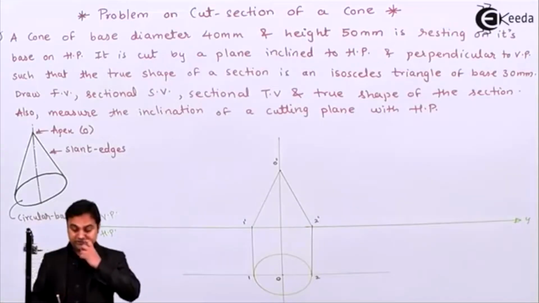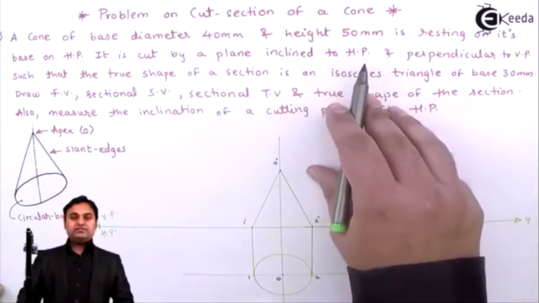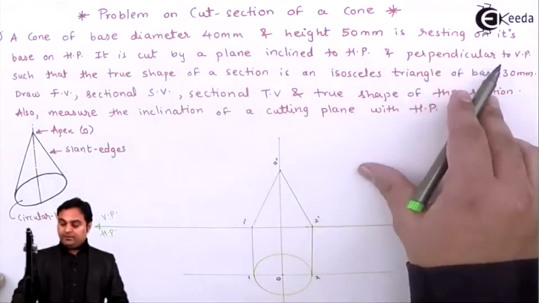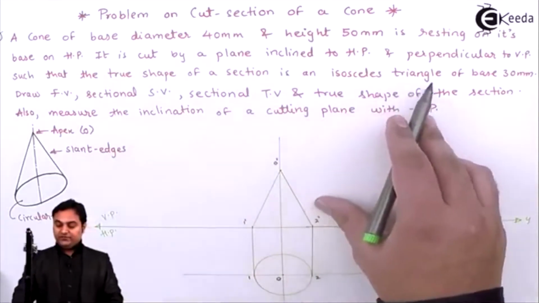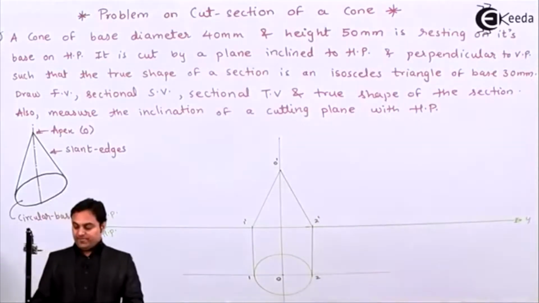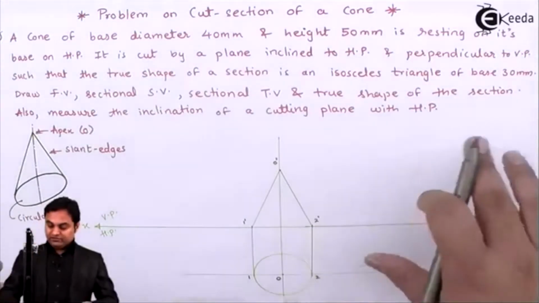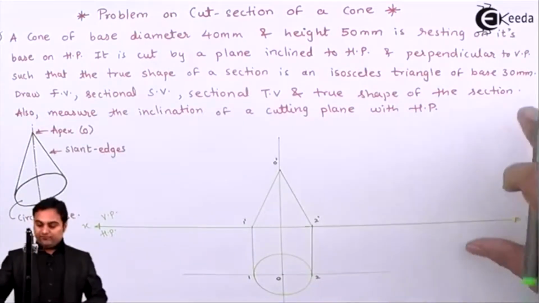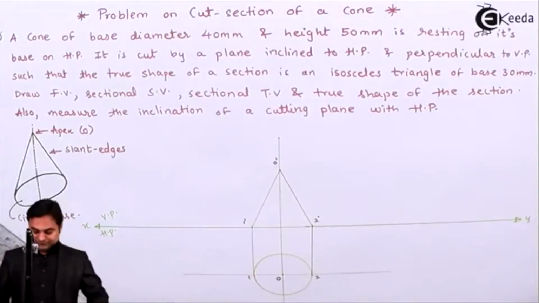Then the condition is it is cut by a plane inclined to HP. This inclination will be seen in VP and perpendicular to VP such that the true shape of a section is an isosceles triangle of base 30 mm. So this is the condition which they have mentioned. So for that, first I'll draw the true shape of base 30 and then project it backwards onto the top view.